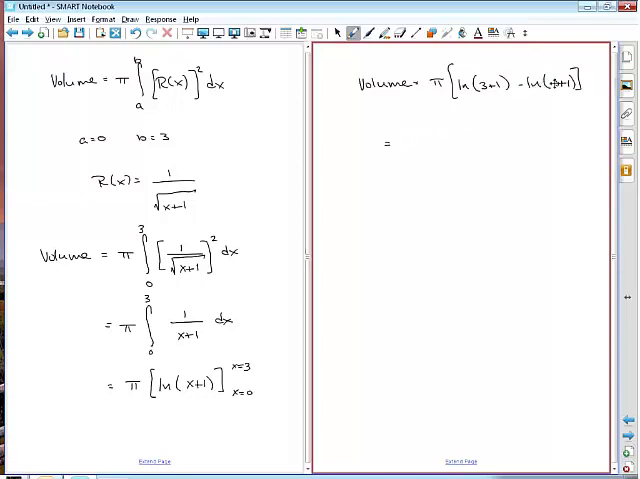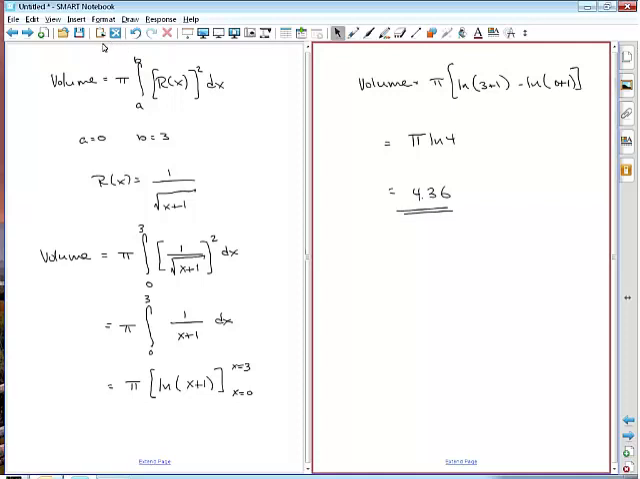And the natural log of 1 is 0, so that is still going to go to 0. So we'll have pi times the natural log of 4. And let's just check. Yes, pi times the natural log of 4. And if you want to multiply that out just to get a decimal, pi times the natural log of 4, oops, turn my calculator on. So it's 4.336. So that's the volume of this curve.